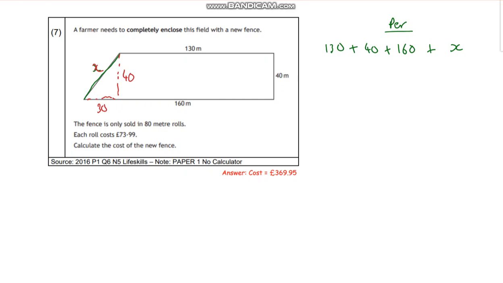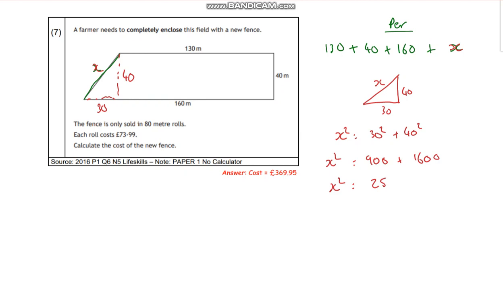I'll put it in red actually, so it's different from this one. So if I do my Pythagoras, 30, 40, and x, I'm saying that x squared is equal to 30 squared plus 40 squared. So x squared, so 30 times 30, that'll be 900. 40 squared, that's 1600, so x squared is 2500. So the square root of that is 50.